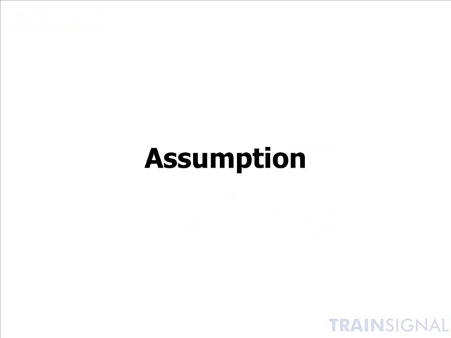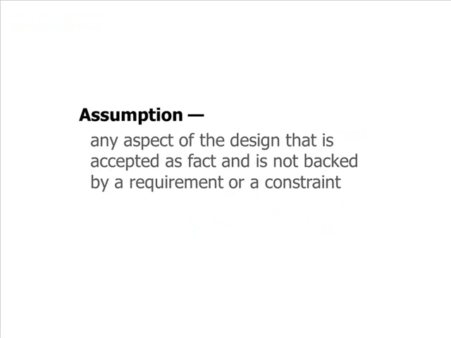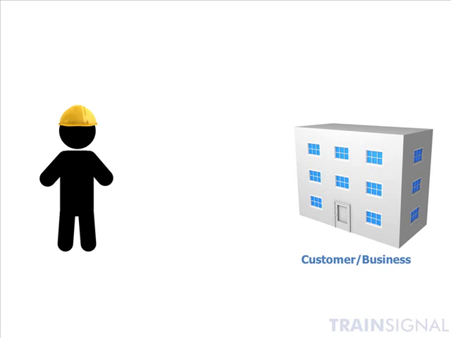The third design factor that I want to discuss is an assumption. An assumption is some aspect of the design that is accepted as fact but isn't backed by a requirement or a constraint. Now, you might at first have a hard time understanding where assumptions fall into this overall structure of design factors. They are different from requirements, and one of the key ways to determine that something is a requirement versus an assumption, aside from the wording as you'll see in the examples, is the source of that assumption or requirement. Requirements will typically come from outside the architect, the customer or the business that's driving this design.